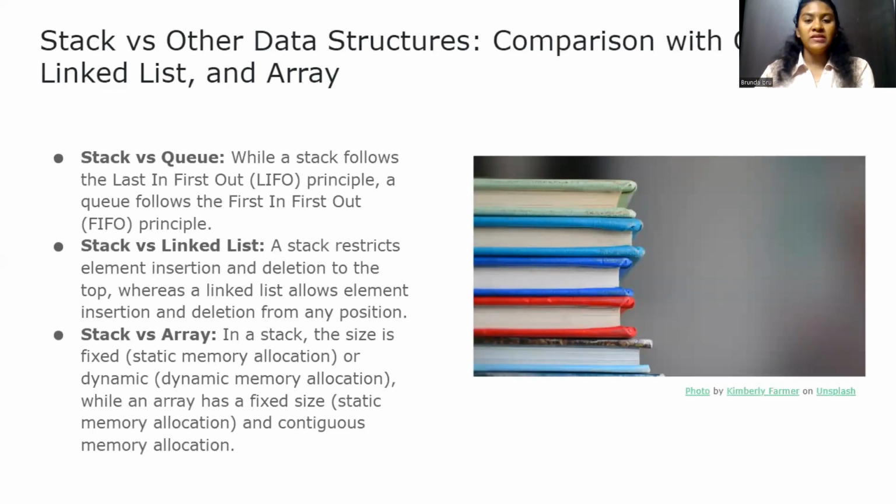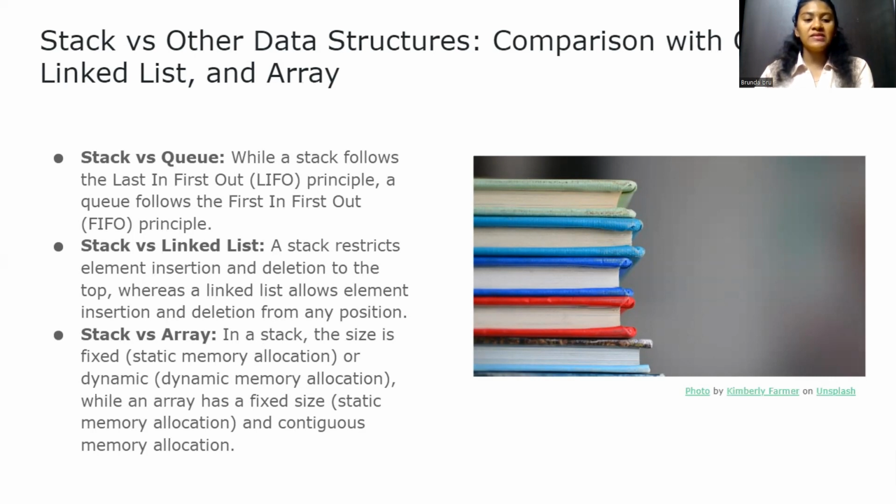Stack versus other data structures. Stack versus queue: while a stack follows the last in first out principle, a queue follows the first in first out principle. Stack versus linked list: a stack restricts element insertion and deletion to the top, whereas a linked list allows element insertion and deletion from any position.